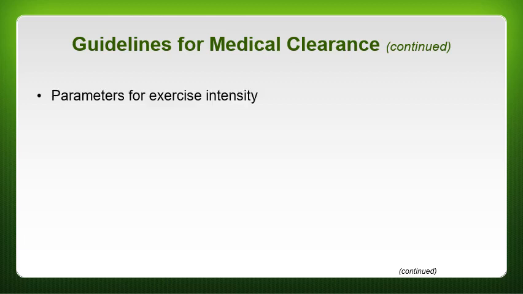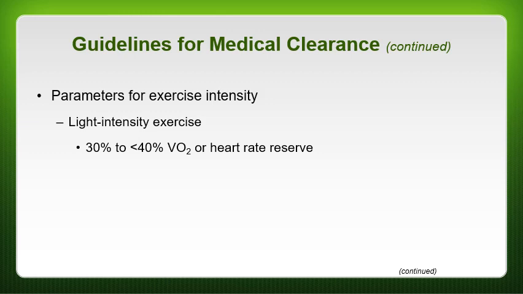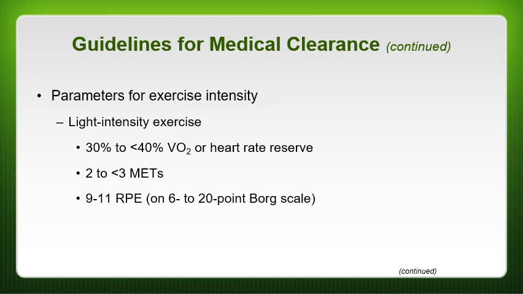So here we have our various parameters for exercise intensity. For what's considered light intensity exercise, 30% to a little less than 40% of their VO2 max or heart rate reserve would be considered light intensity exercise, exercise at around 2 to a little less than 3 metabolic equivalents. You'd want them to have a 9 to 11 on the rating of perceived exertion, on the 6 to 20 Borg scale. We've talked about the Borg scale before. This is where a person puts a number on their rating of perceived exertion.